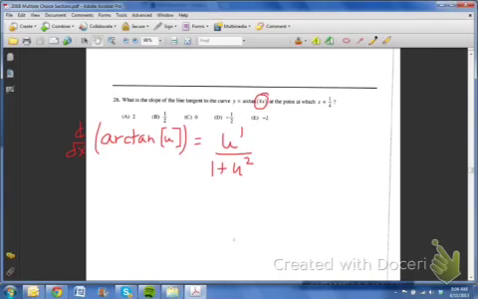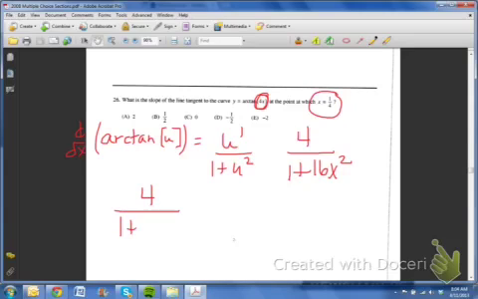So in this case, u is 4x. So it would be the derivative of 4x, which is 4, over 1 plus 4x squared, which would be 16x squared. And then we would plug 1/4 into that. So we would have 4 over 1 plus 16 times 1/4 squared, which would be 1/16. So 4 over 1 plus 1, 4 over 2, or 2.